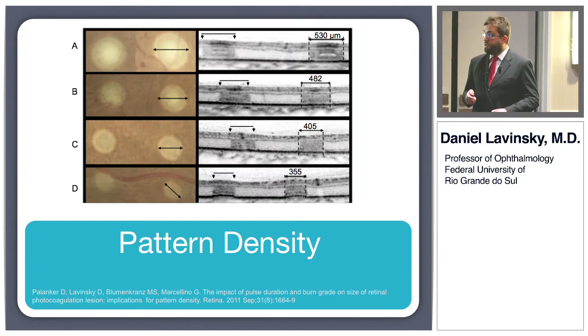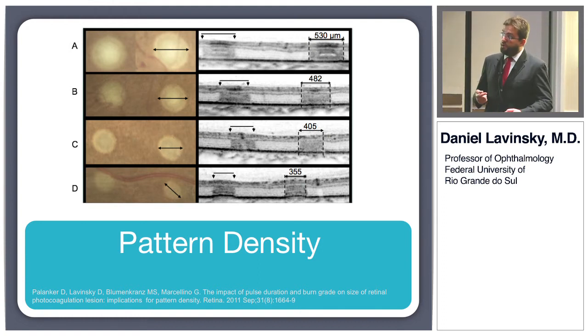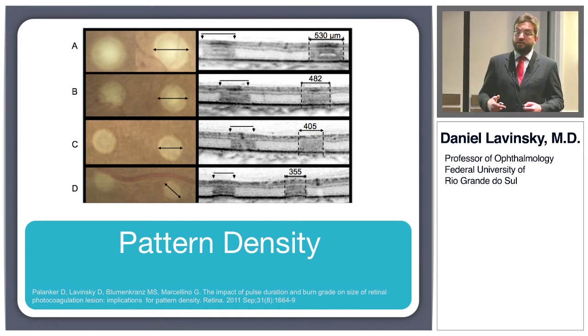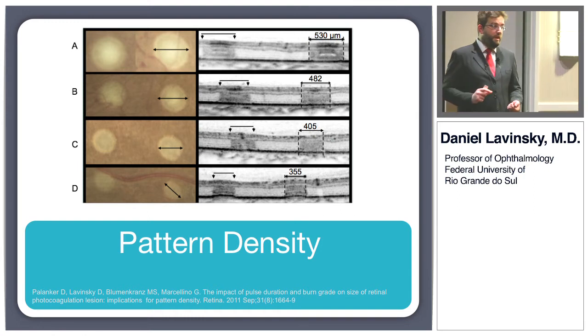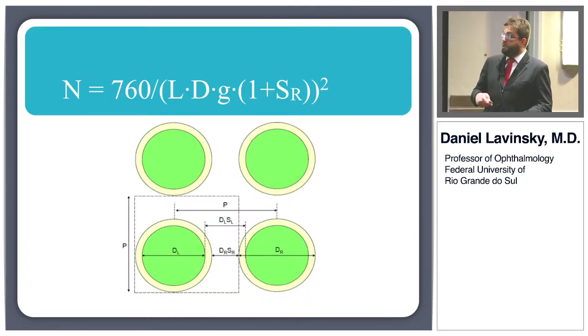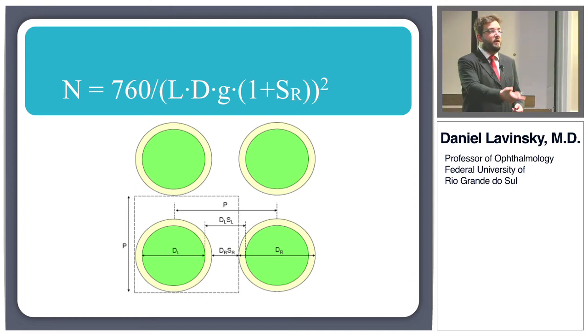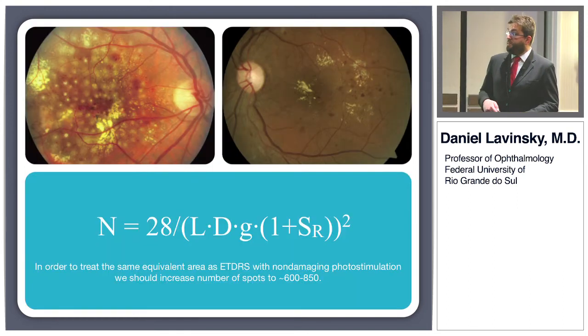That's a paper that we published with Daniel, also that if you decrease our endpoints, our thresholds, from a moderate burn to a barely visible burn, the burn itself will decrease in diameter. And if you go for a treatment like a PRP treatment, we need to adjust the density, so the spacing and the number of spots, to treat the same area. And it's the same thing for the macula.